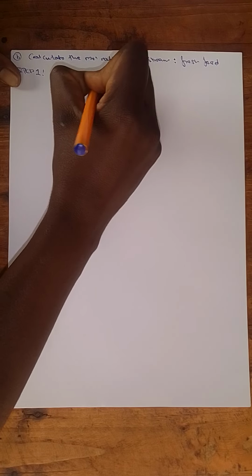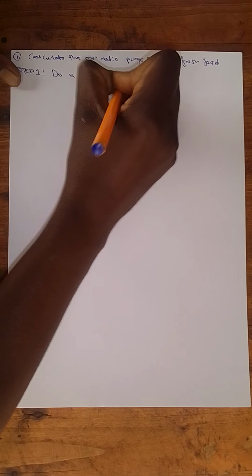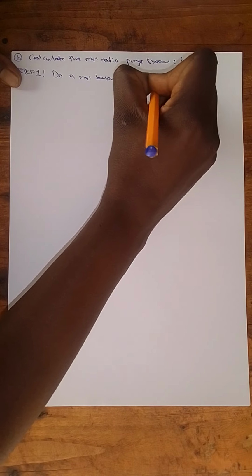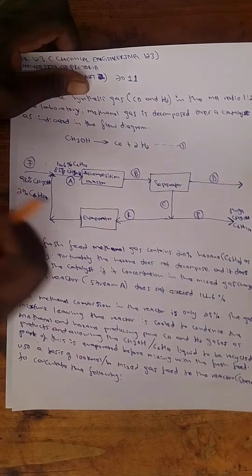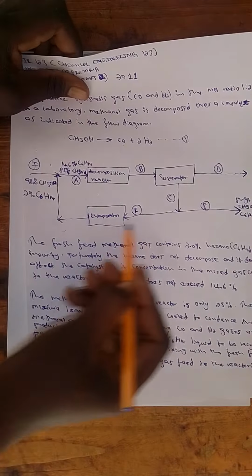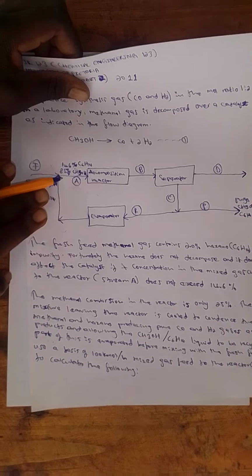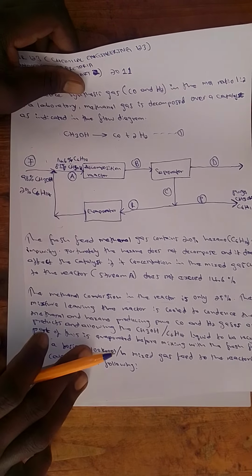in step 1, we're going to be doing a mole balance at the mixer. So this is actually the mixer. This is where everything mixes: the feed and the recycle stream, and then we have the A exiting into the decomposition reactor.